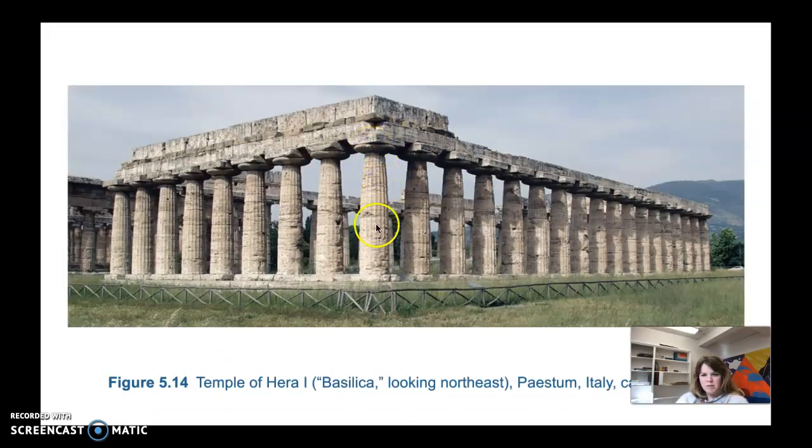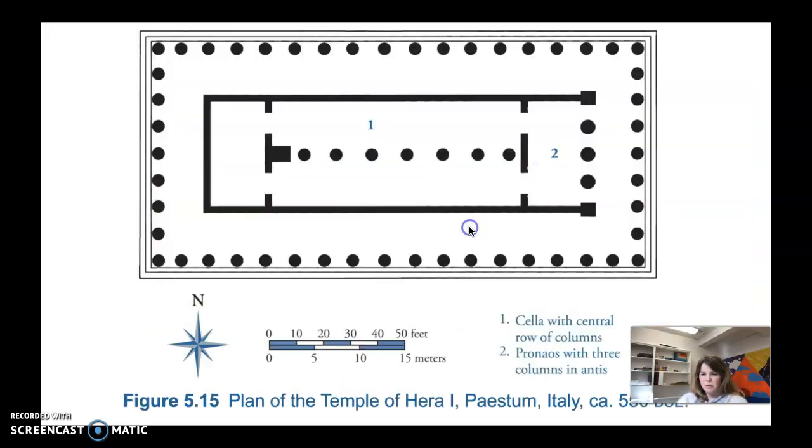And the shape of the column is a little different. They're wider in the middle, which makes them kind of cigar-shaped. And they're also very closely spaced. So it's just a little bit different than other examples that we'll look at.